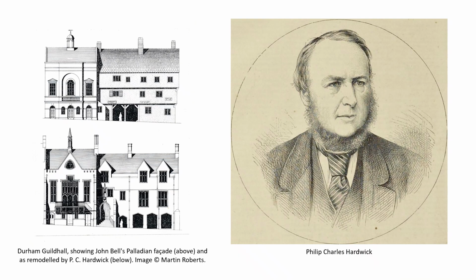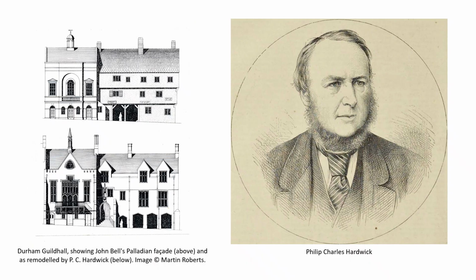Durham's first seat of civic administration was a Guildhall erected in 1356. This timber structure was rebuilt by Bishop John Cosin in 1665. Cosin's Guildhall was given a Palladian-style facade by John Bell in 1754, as we can see in this drawing by the architect and architectural historian Martin Roberts.